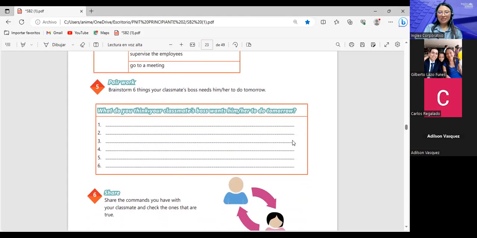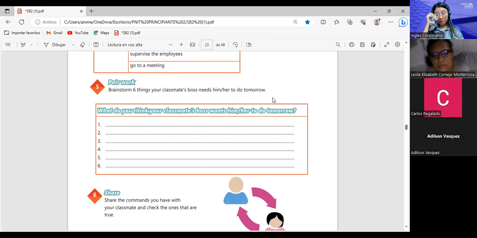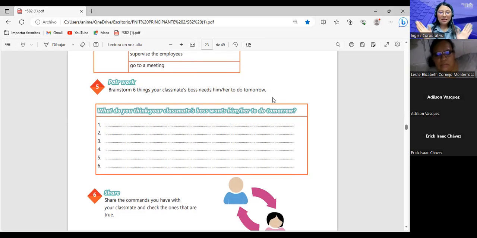Let's think about then six things. Probably your classmates, boss, or your boss. En este caso, su jefe needs you to do on Monday. Because I don't know if you go to work tomorrow. Do you go to work tomorrow? Or do you have to go to work tomorrow? Or until Monday? ¿Hasta cuándo regresan a trabajar? ¿Tomorrow or Monday? Monday. Okay. Let's think about Monday. ¿Qué piensan? ¿Qué recomendación les daría su jefe antes de irse a descansar el fin de semana? Think about that. Y escribamos ejemplos.